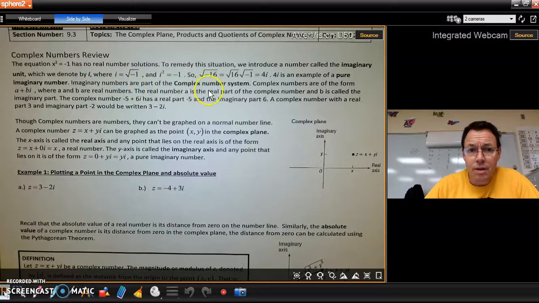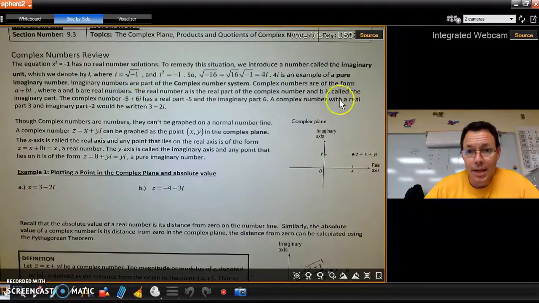Imaginary numbers are part of what's called the complex number system. You've got the real numbers, you've got the imaginary numbers, and you put those all together, and that's called the complex number system. So complex numbers look like this: a plus bi. a is the real part of the number. b is the imaginary part of the number. For example, -5 plus 6i is a complex number. -5 is the real part, 6 is the imaginary part.